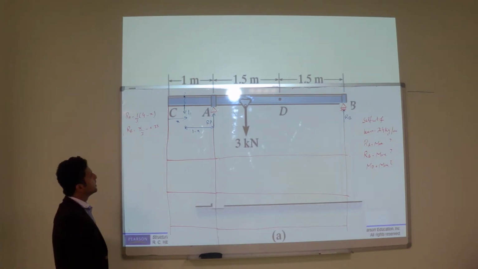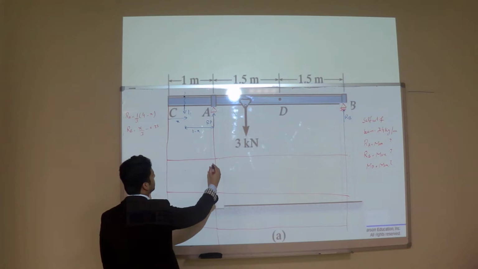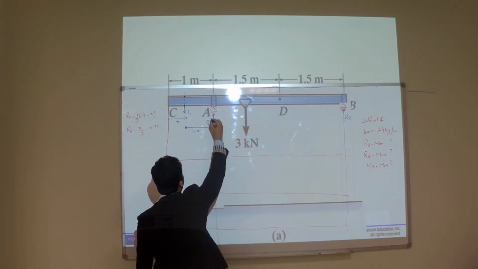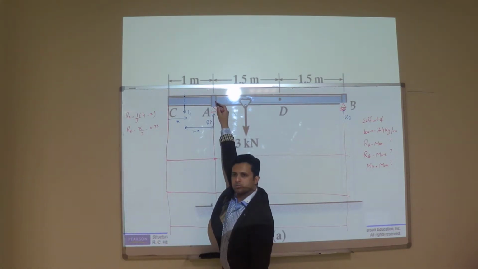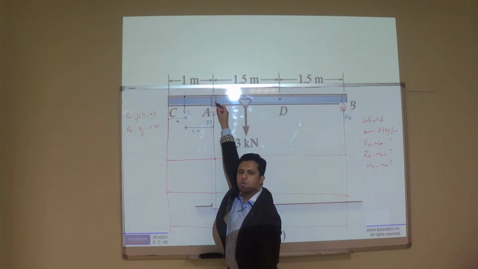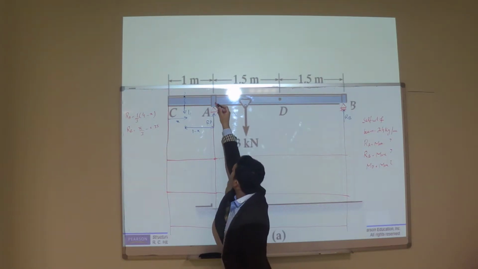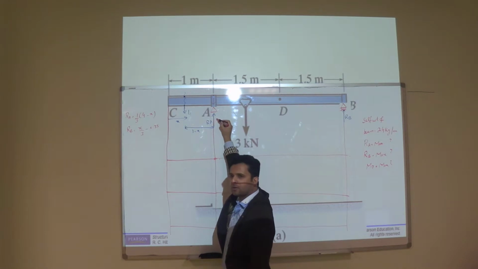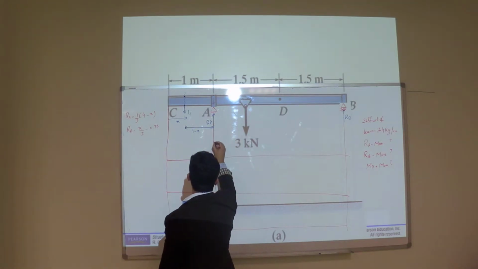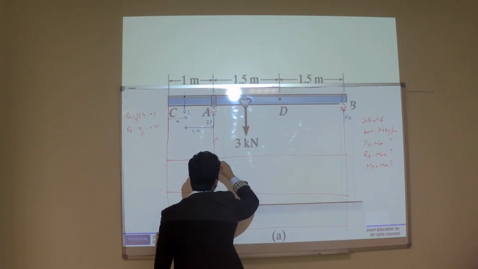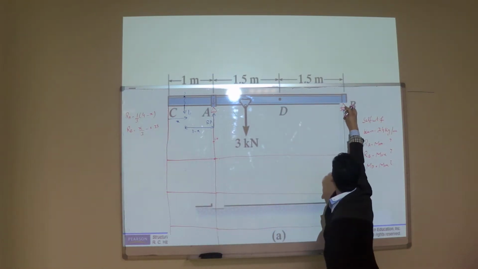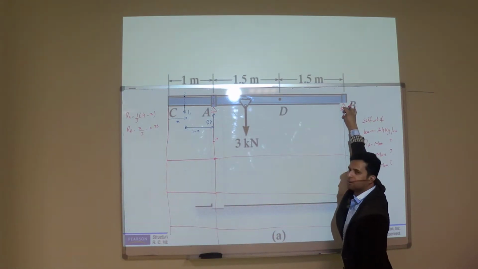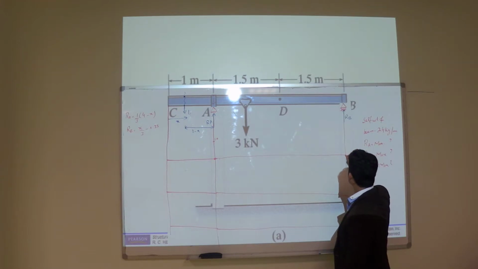For example, when the unit load is here, how much will be RA? Maximum. How much will be RA? 1. If the unit load is here, here the load is 1, how much will be RA? 1. And if the load is here, how much will be RA? 0.